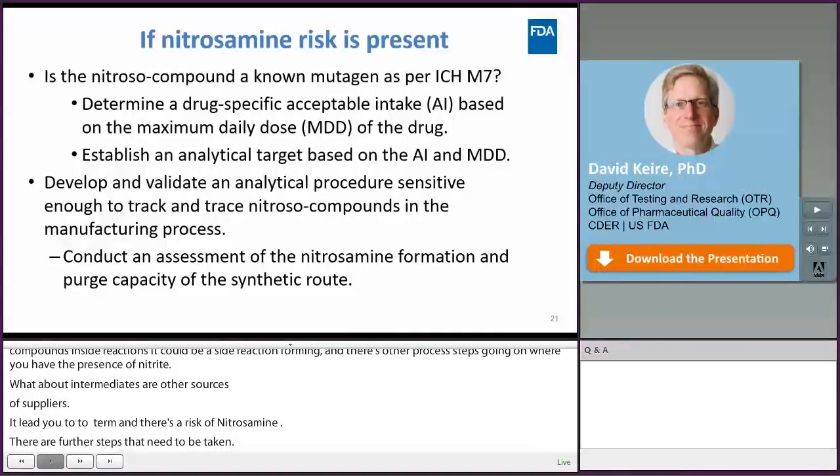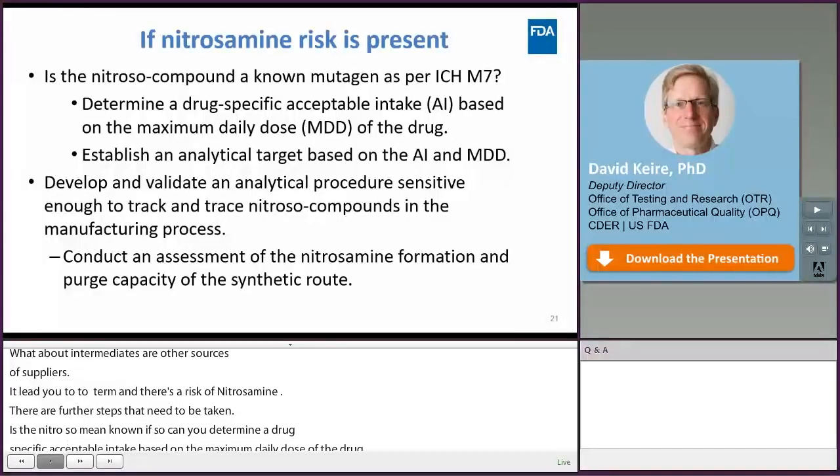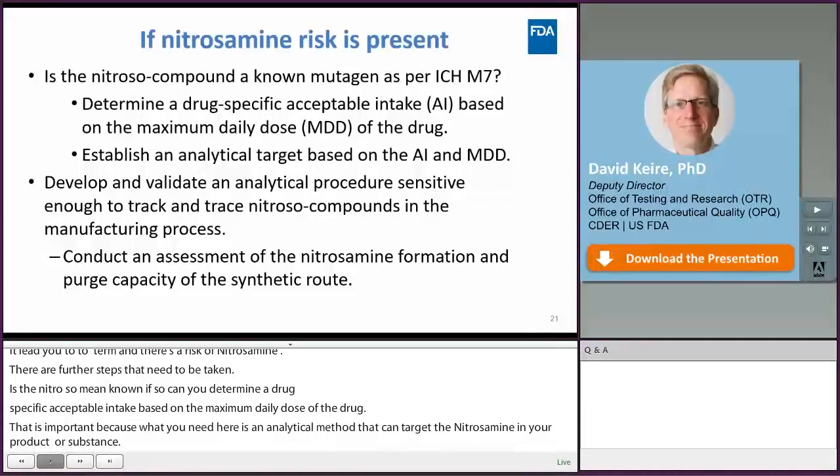And if so, can you determine a drug-specific acceptable intake based on the maximum daily dose of the drug? Now, that's important because what you need here is an analytical method that can target the nitrosamines in your drug product or drug substance. And you need the AI and the MDD to establish what your analytical target should be. How sensitive does my method have to be?